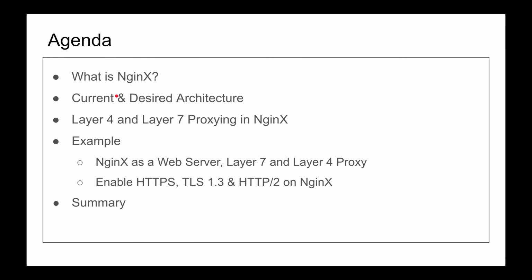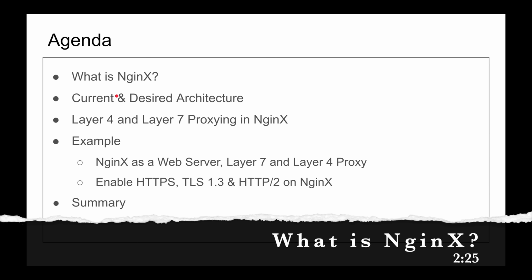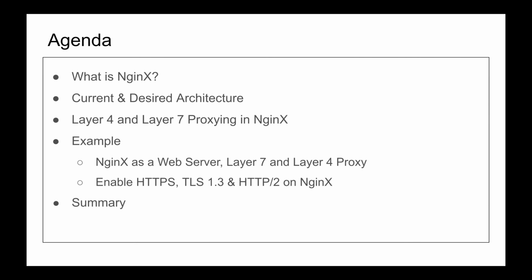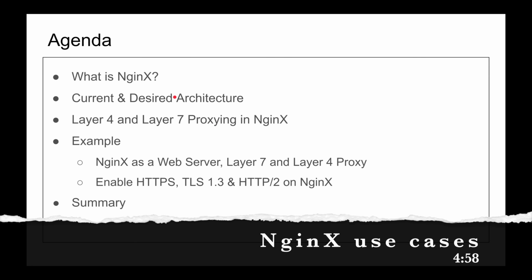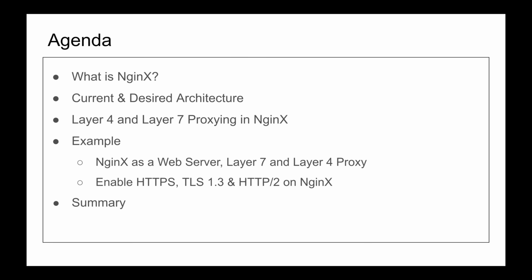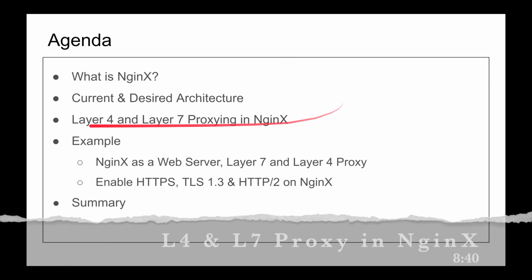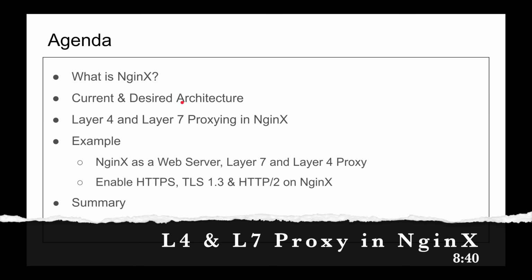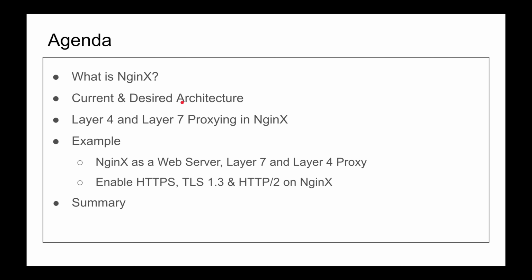The first thing we're going to talk about is what is Nginx? What is this technology? Why did we build it? Then we'll talk about the things that distinguish Nginx from other web servers and proxies. Then I'm going to talk about a use case where Nginx can fit in very nicely, the current and desired architecture. Then we're going to talk about how Nginx can act both as a layer 4 and a layer 7 proxy, which is something I recently discovered. I thought it was a purely layer 7 proxy, but I was wrong. So we're going to talk about that.